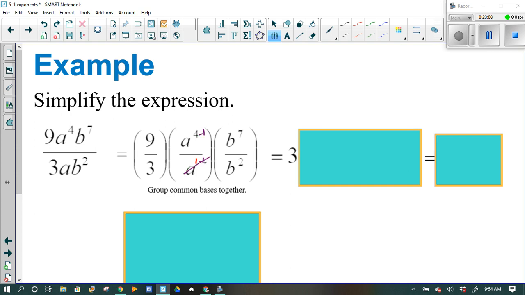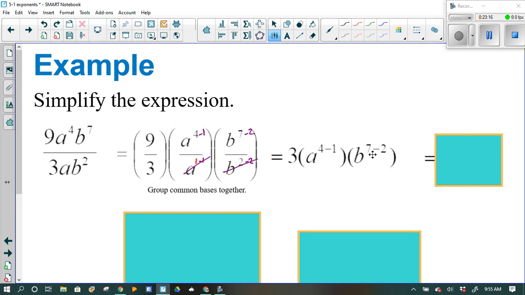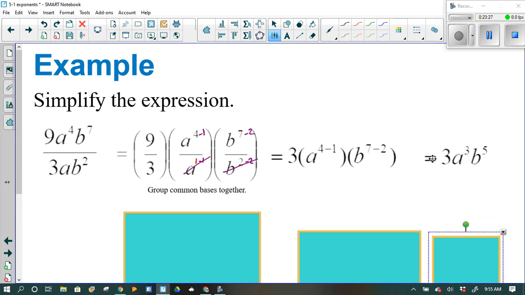So that one goes away, and now you're left with a to the 4 minus 1. And then you're going to subtract this 2 from both of these. So that one's gone now. Now I have 7 minus 2. So a to the 4 minus 1 is 3, and b to the 7 minus 2 is 5. So we got 3, a cubed, b to the 5th power.